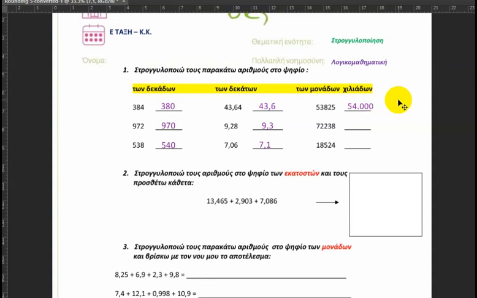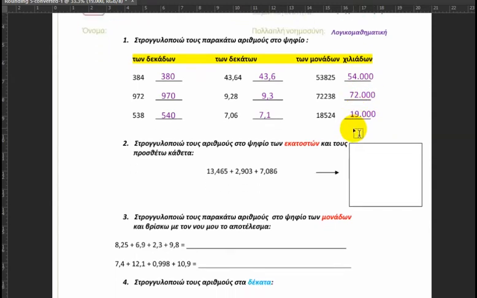That's right. Then we have 72,238. 2 has another 2 after it, which means that it stays the same, and everything else gets turned to 0. 8 has a 5 after it, so it goes up by 1, and everything else becomes 0.